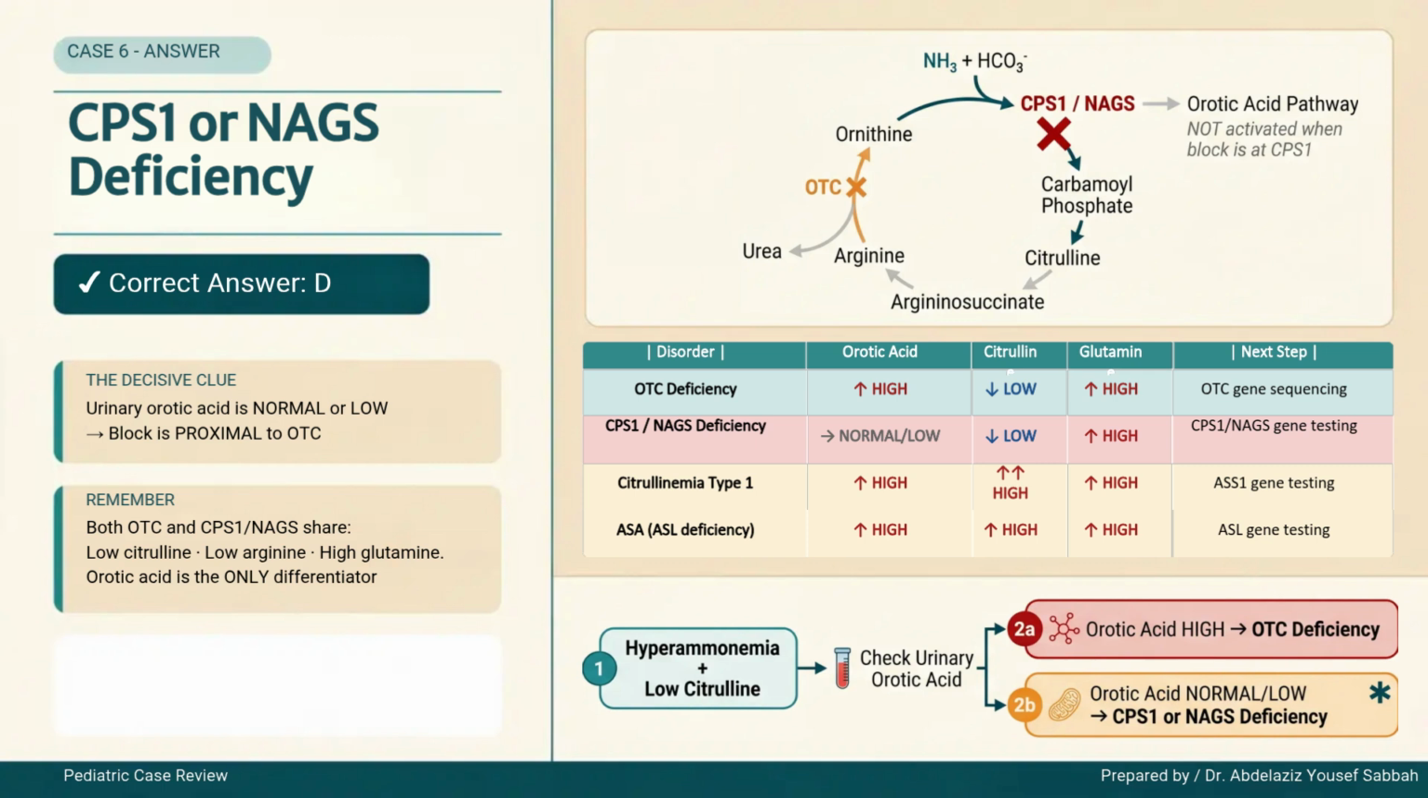So the workflow is hyperammonemia plus low citrulline, check urinary orotic acid. High points to OTC, normal or low points to CPS1 or NAGS.